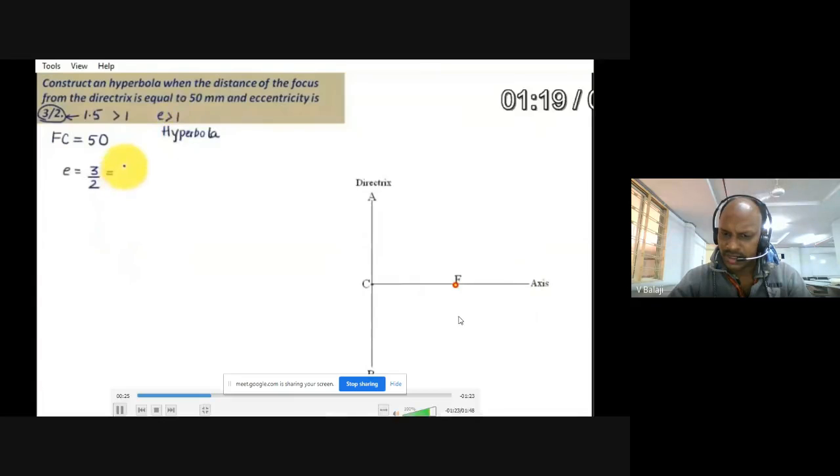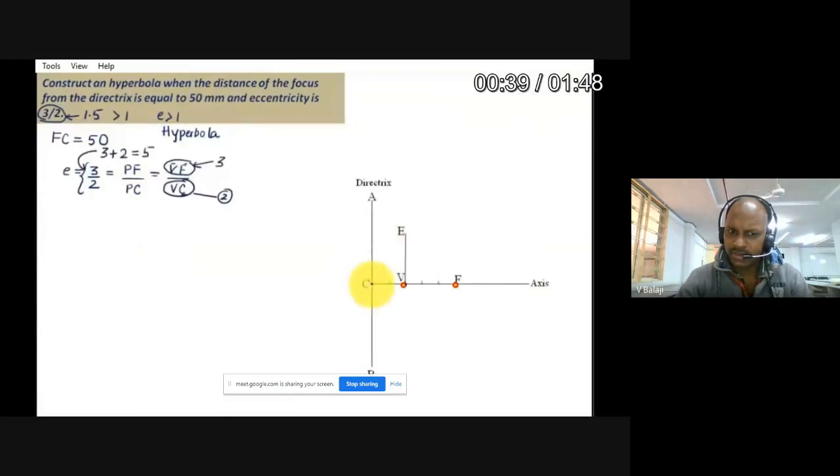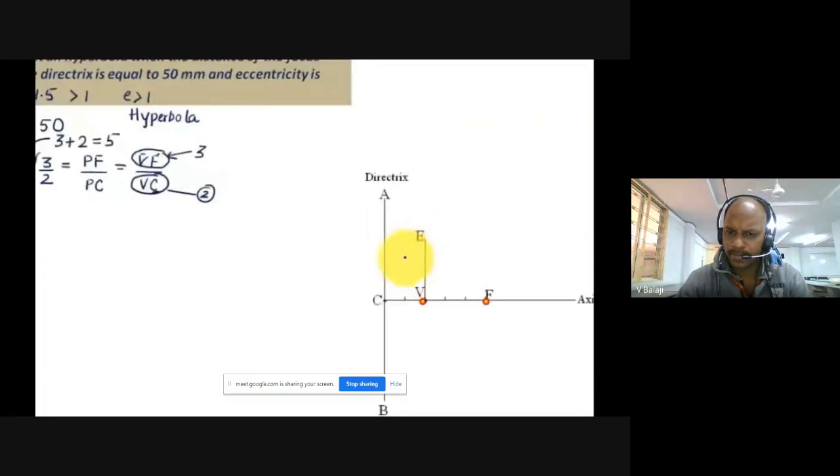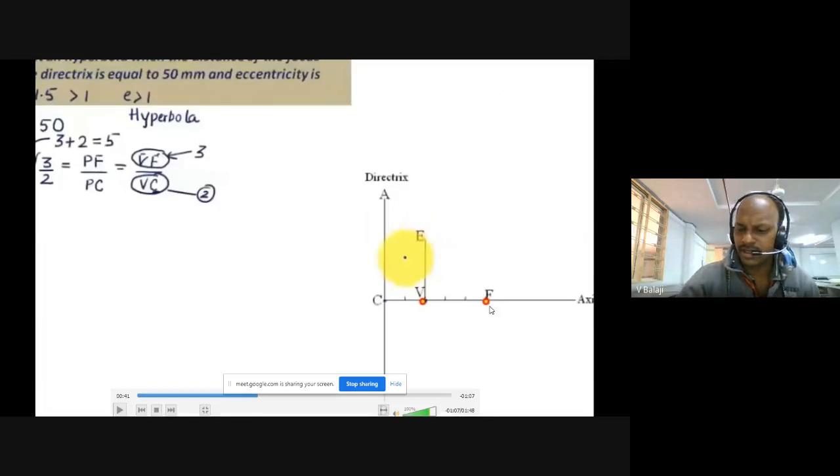Divide this distance into n number of equal parts. Can you please tell me how many parts I have to make now? Five, because again numerator plus denominator is 5, but in this case the numerator is 3. So after leaving 3 parts, mark the vertex. In the earlier ellipse we left only 2 parts because at that time the numerator was 2.